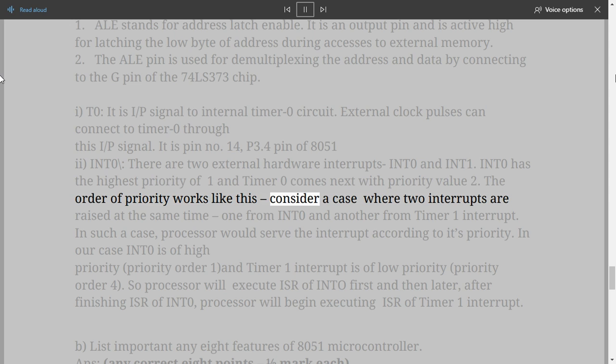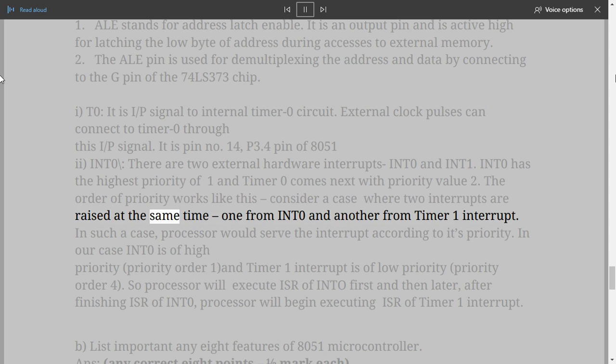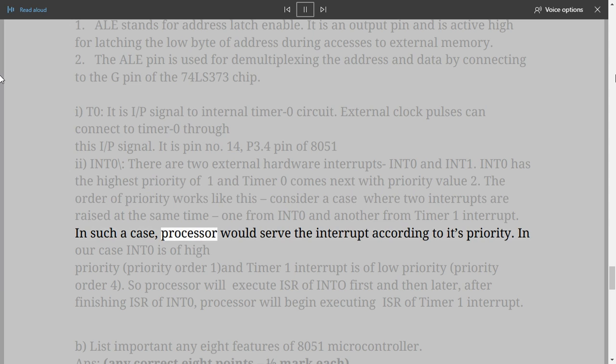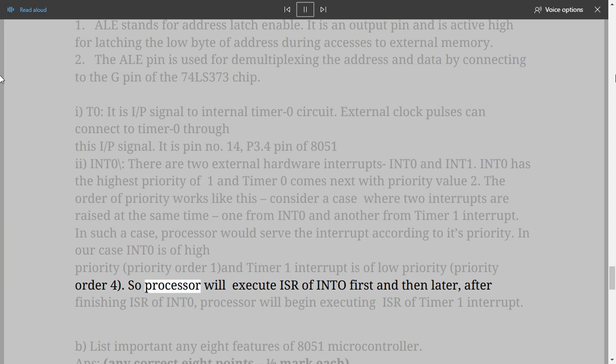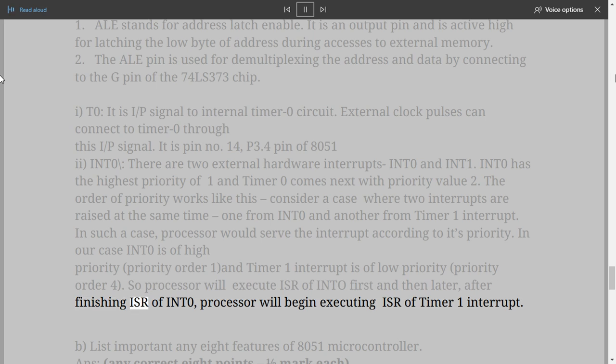Consider a case where two interrupts are raised at the same time, one from INT0 and another from the timer 1 interrupt. In such a case, the processor would serve the interrupt according to its priority. In our case, INT0 is of high priority, priority order 1, and timer 1 interrupt is of low priority, priority order 4. So the processor will execute the ISR of INT0 first, and then, after finishing it, the processor will begin executing the ISR of the timer 1 interrupt.